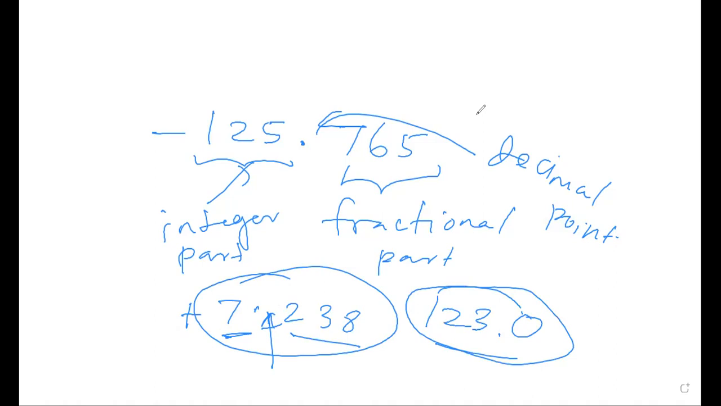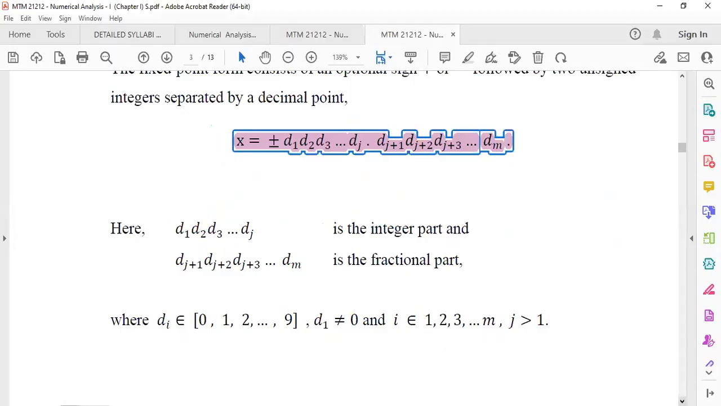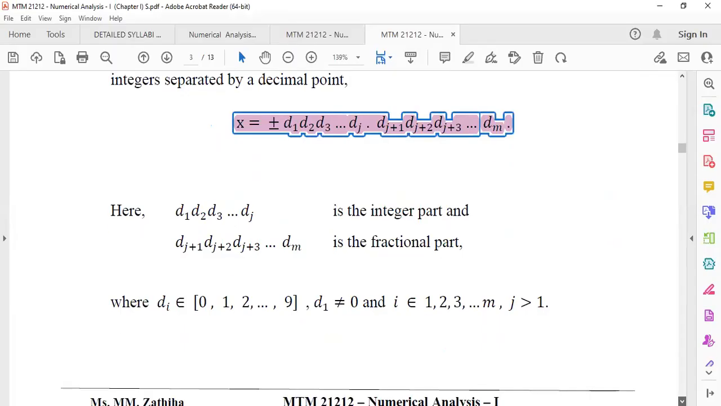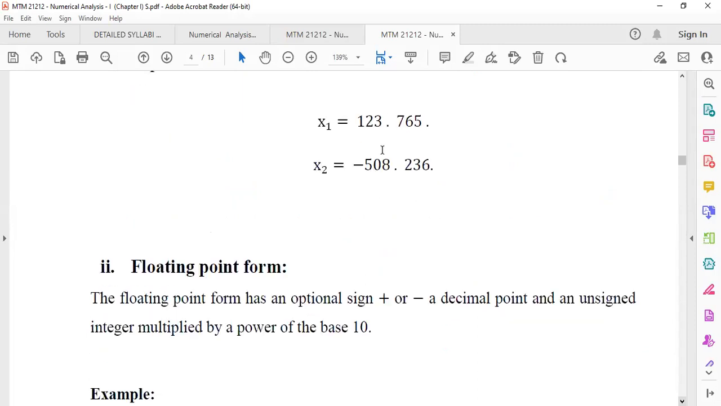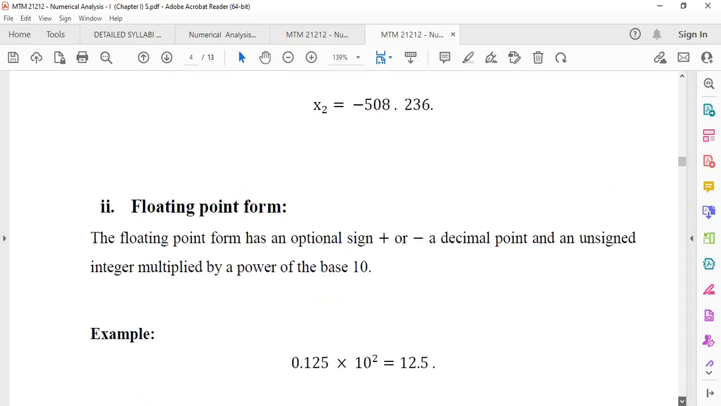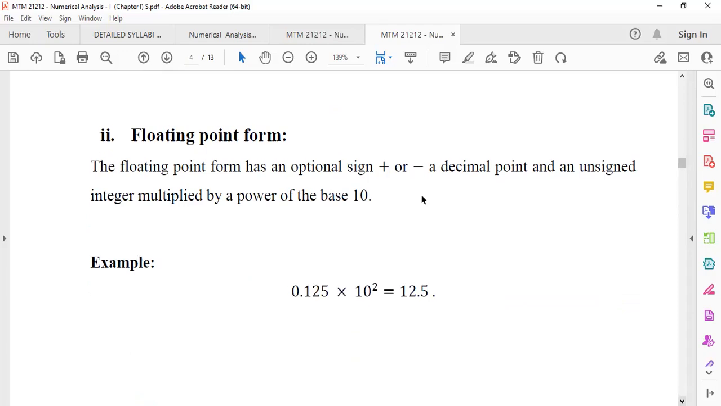Next one. Likewise, the next one we call a floating point number. Also you can see this is one of the examples that I have explained. The floating point form has the same optional plus or minus sign, decimal point, and an unsigned integer. This is important: multiplied by a power of the base 10. That is the difference between fixed point number and floating point.